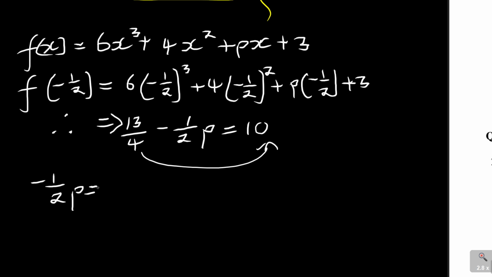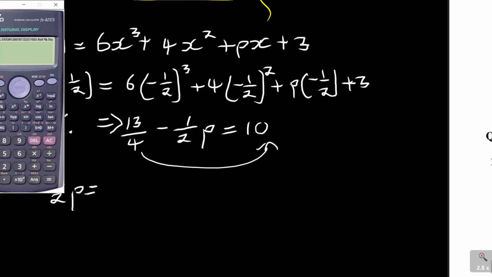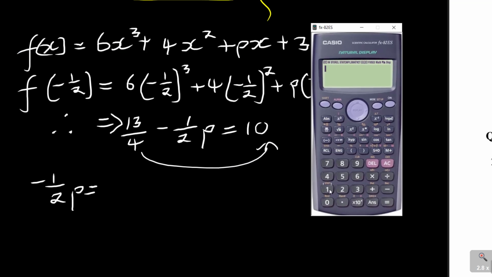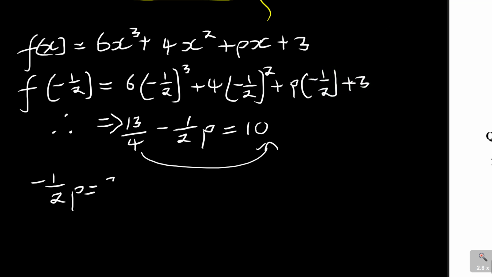I can straight away use a calculator. It's 10 minus 13 over 4. So it's 10 minus 13 over 4. I hope that I didn't miss out anything. 27 over 4. And then from here, what do we do? Divide by negative half. Or you can just multiply.